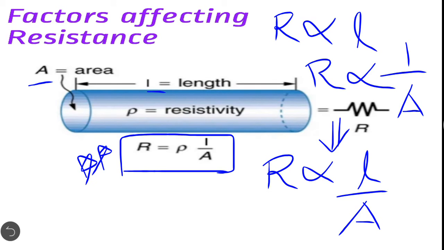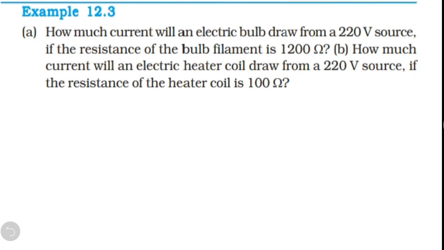Okay, let's see next. Here we have a problem, let us solve it. How much current will be drawn from a 220 volt source if the resistance of the bulb is 1200 ohm? How much current will be drawn by the heater coil from 220 volts if the resistance of the heater coil is 100 ohm? Let us solve the first one.